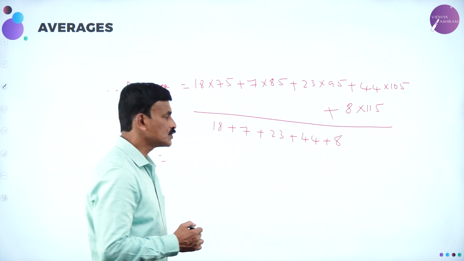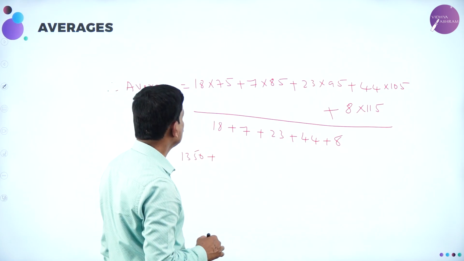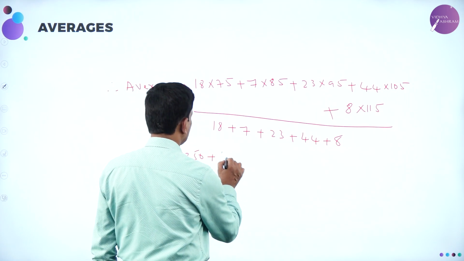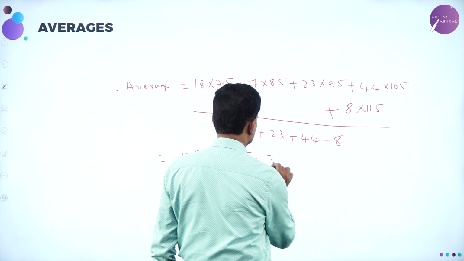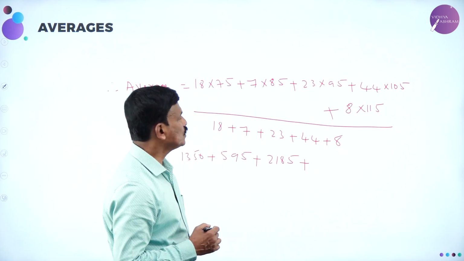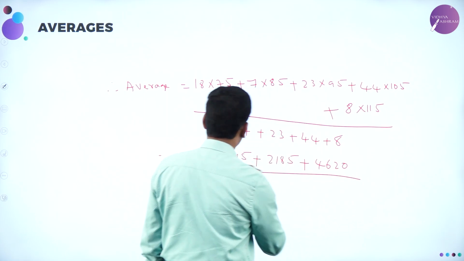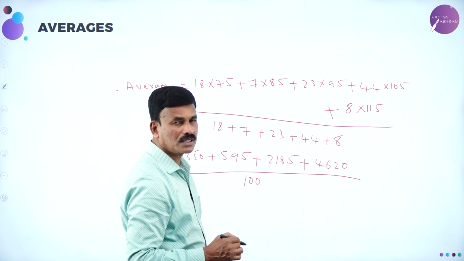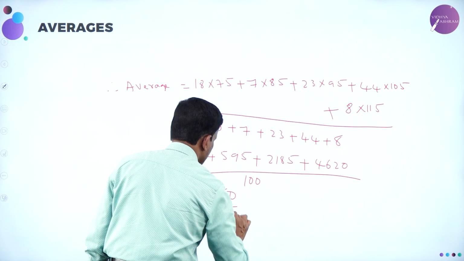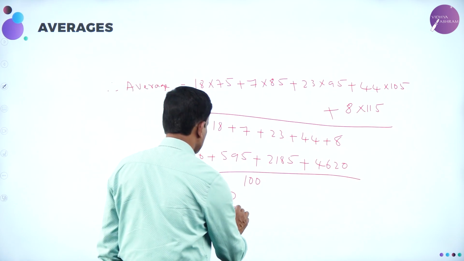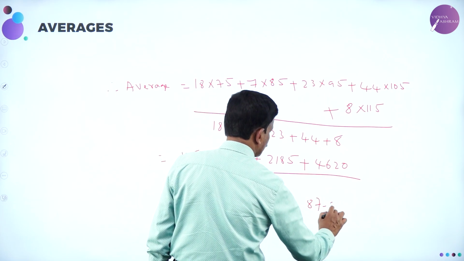So this is equal to 18 into 75 is 1350, plus 85 into 7 is 595, plus 23 into 95 is 2185, plus 44 into 105 is 4620, plus 8 into 115 is 920. The total number of workers is 100, that is already given. If you add the numerator, you will get 8750 divided by 100. The 00 gets cancelled, 875 by 10 means 87.5.